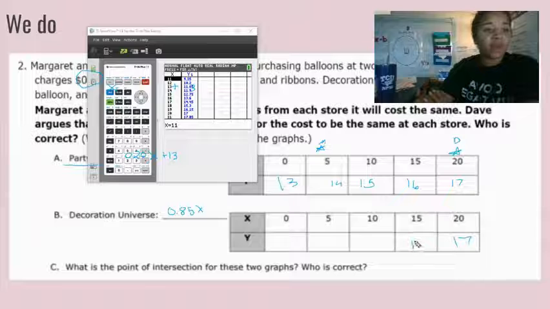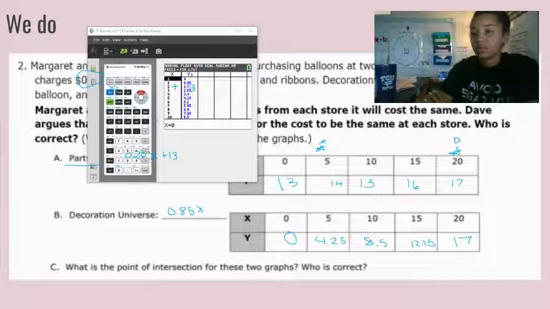15 is 12.75. I don't know what 10 is, but I can figure it out. Let's go down. 10 is 8.5. 5 is 4.25. And 0 is 0 because this is proportional.